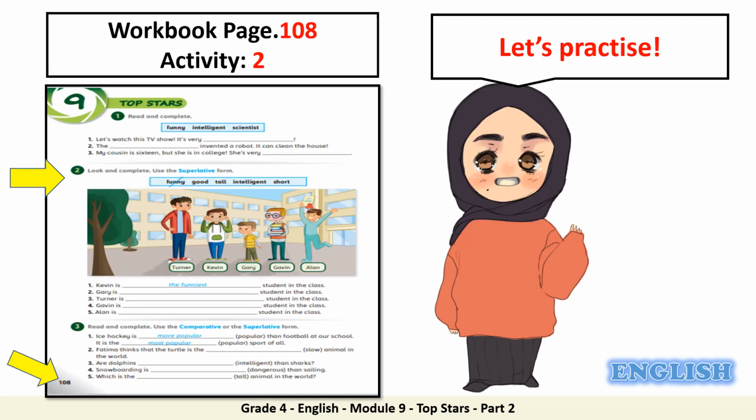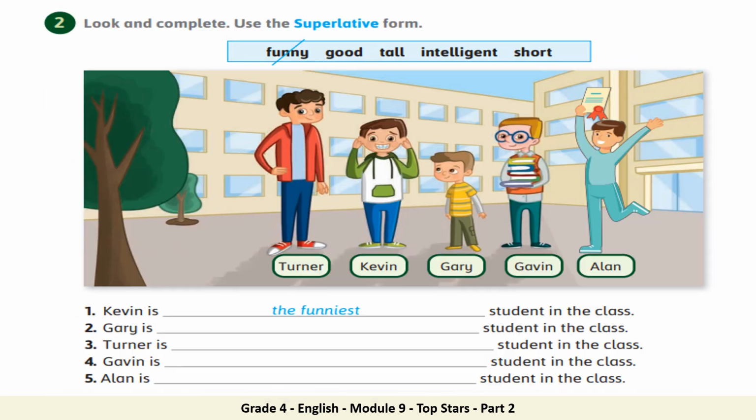Let's practice again. Open your workbook, page number 108, activity number 2. Look and complete. Use the superlative form. In this activity, you will look at the pictures and complete the sentences with the superlative form of adjectives in the blue box. The first one has been done for you as a model. Let's read it together. Kevin is the funniest student in the class.